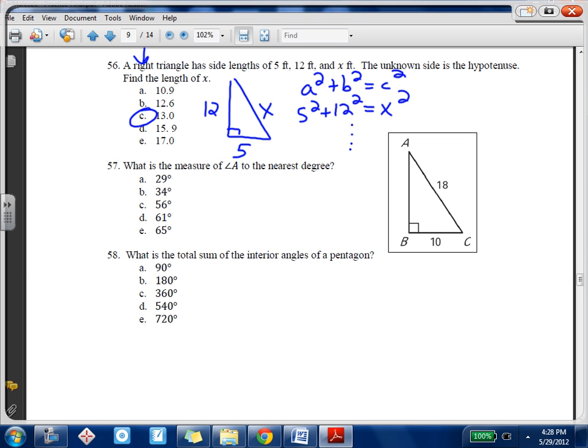What is the measure of angle A to the nearest degree? Notice that this is going to be another trig problem. We don't have enough to use the Pythagorean Theorem. Well, we do, but it wouldn't find the right piece. It would find us the side. We want the angle this time. So let's look. Mark the angle.